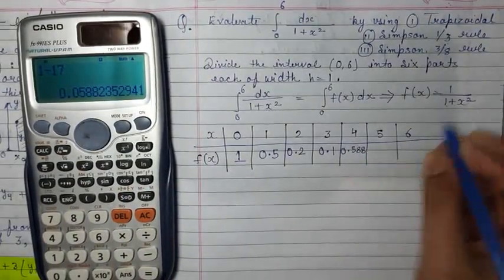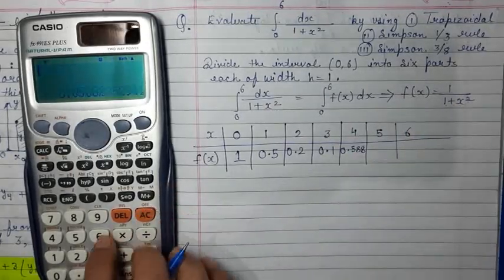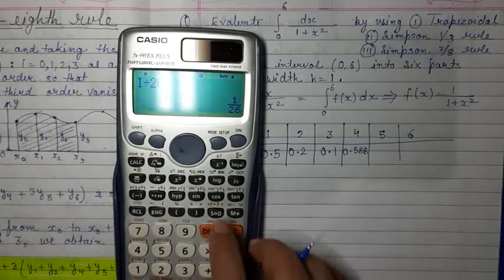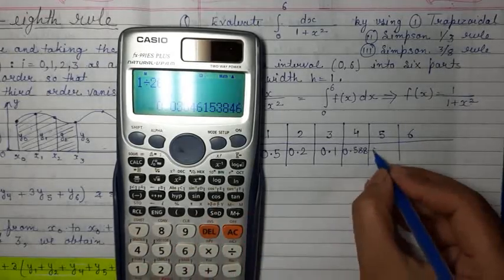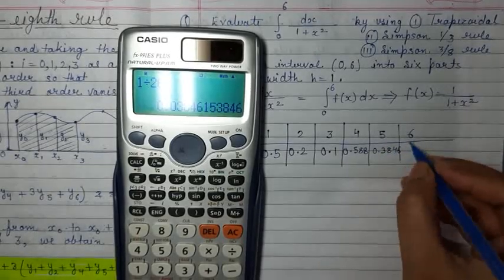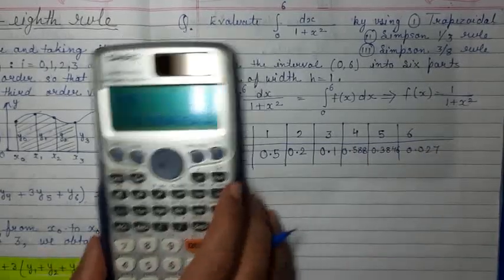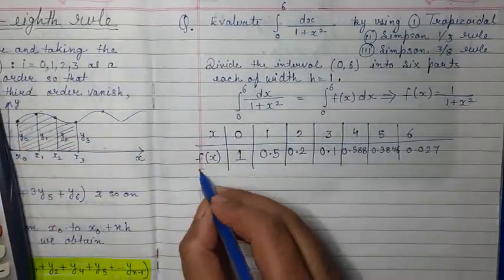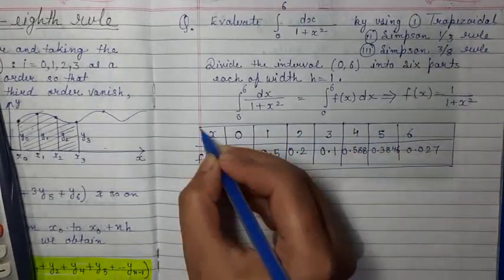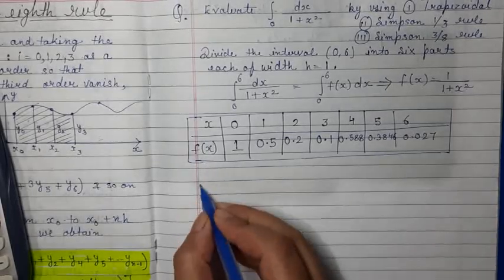Similarly, 1 by 1 plus 5 square, which is 25 plus 1, gives 1 by 26. 1 divided by 26 is 0.03846. Similarly, if you find the last value, you will get 0.027. So we have the values at all the points, that is x equal to 0, 1, 2, 3, 4, 5 and 6. We have the values, so first we will use the trapezoidal rule.